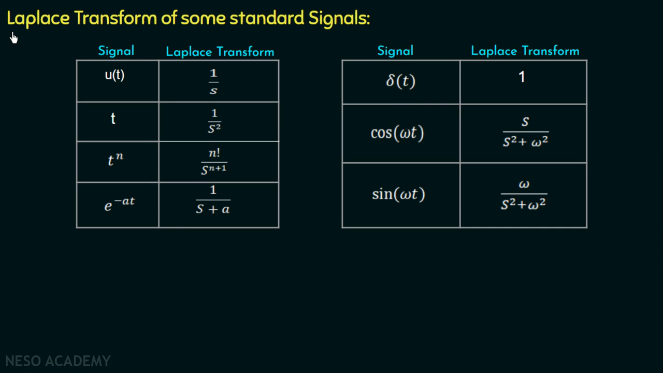So this is the list of Laplace transforms of some standard signals. We have already seen the Laplace transform of u(t) is 1 over s. The Laplace transform of t, or we can say the ramp signal, is 1 over s square. The Laplace transform of t to the power n is n factorial over s to the power n plus 1. The Laplace transform of e to the power minus at is 1 over s plus a. The Laplace transform of the impulse signal is equal to 1. The Laplace transform of cos omega t is s over s square plus omega square. The Laplace transform of sin omega t is omega over s square plus omega square.